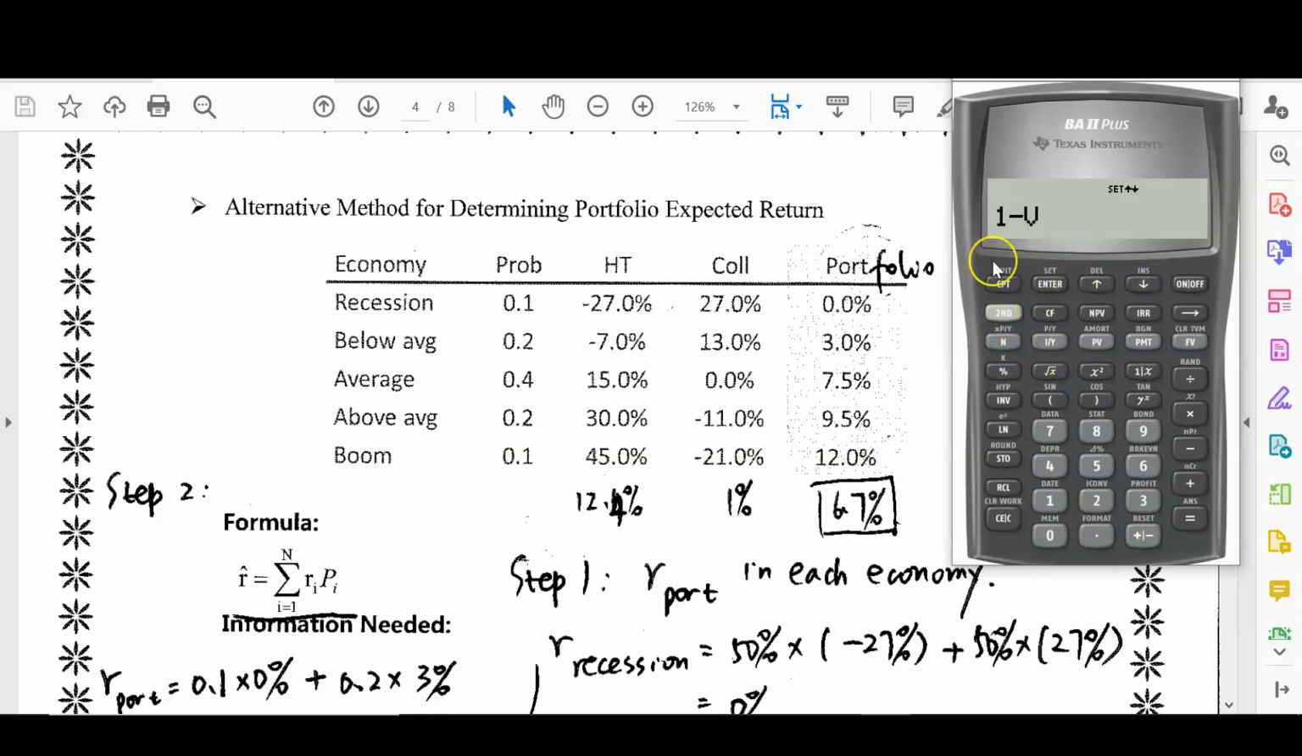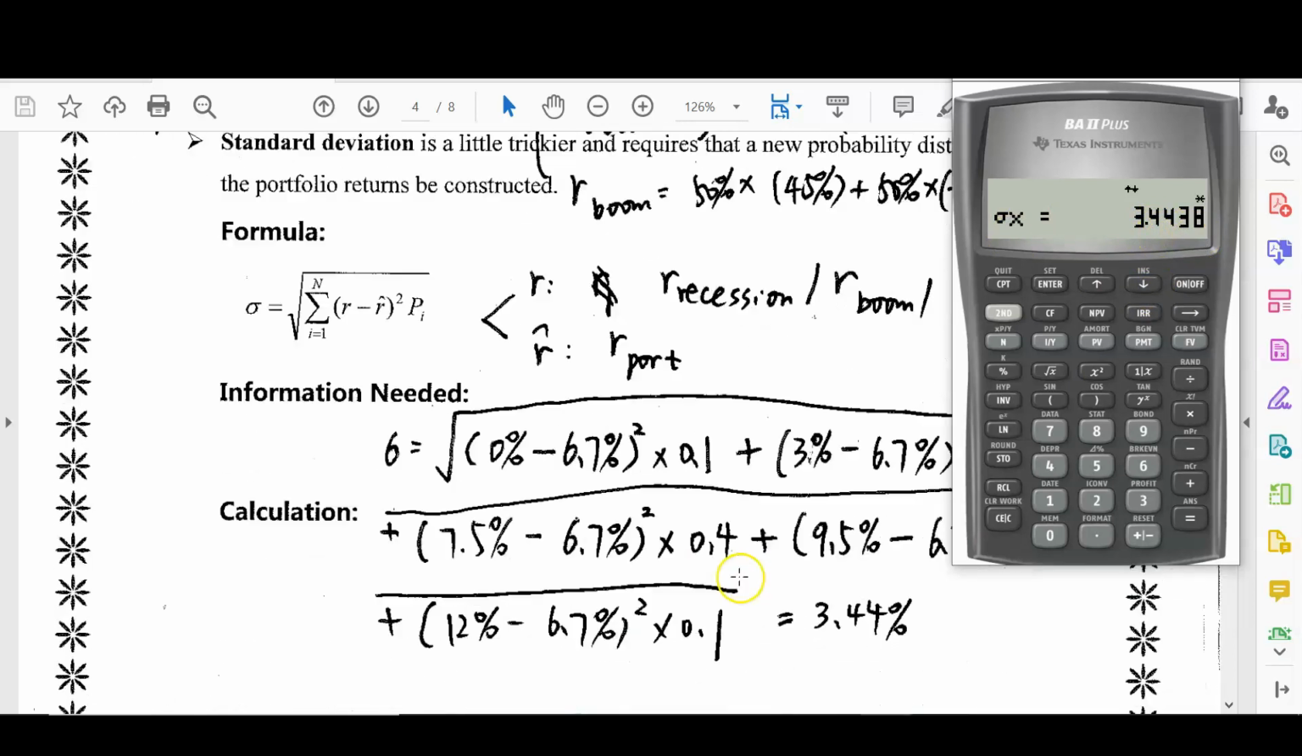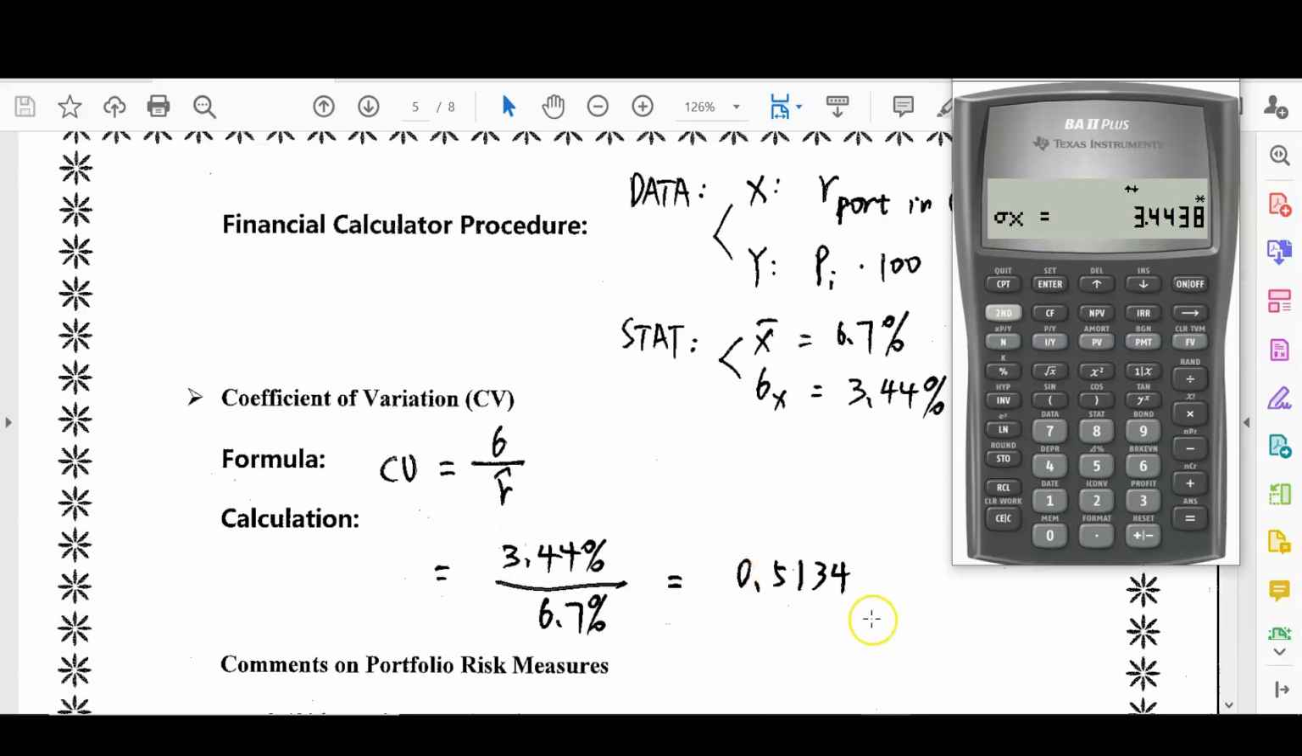Second stat, one variable, down button, n is 100, x bar is 6.7%, standard deviation is 3.4438%. Okay, and then we quit out of the function, and we use this, 0.0344 divided by 0.067. Okay, so that's how we get this 0.5134.